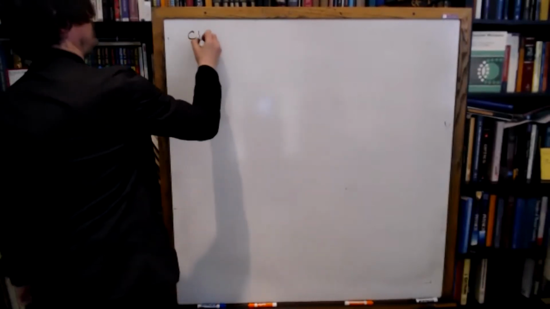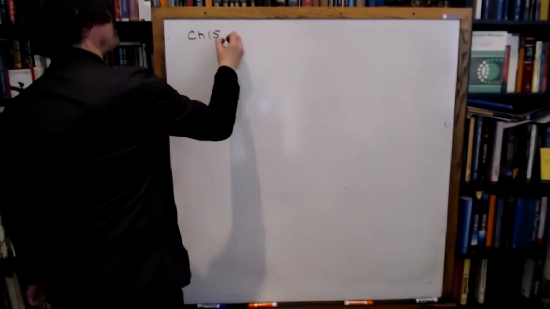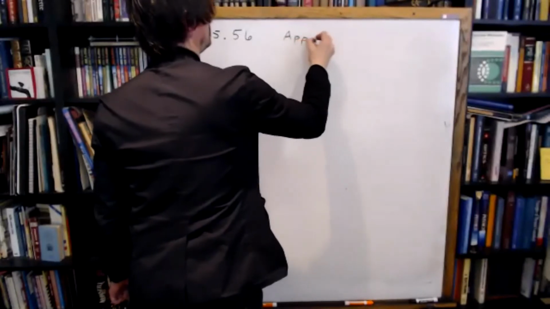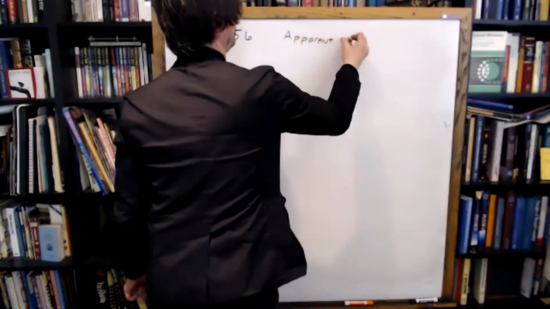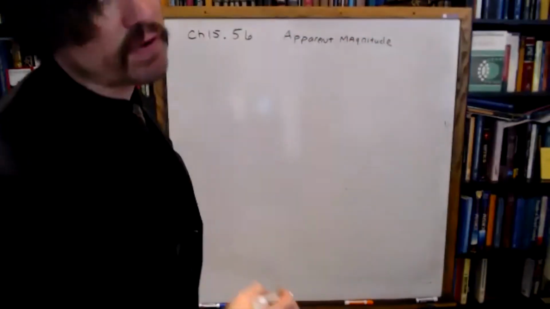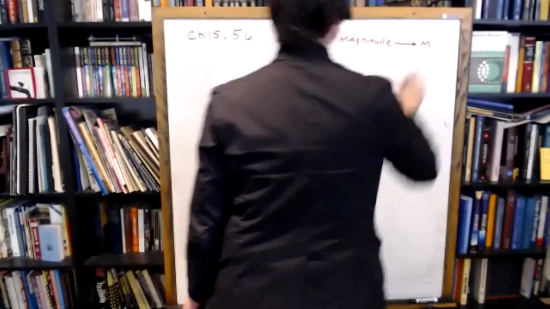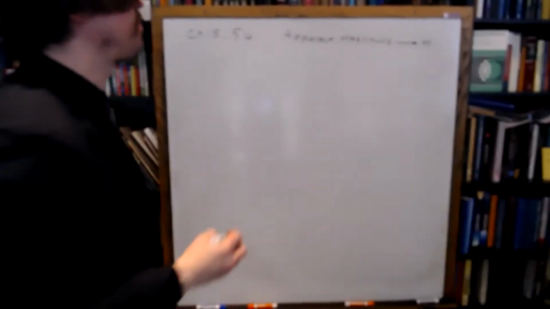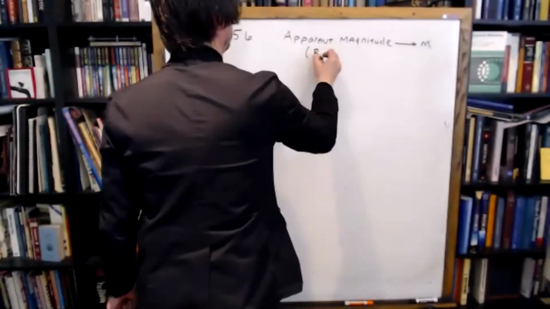Okay, this next problem is unfortunately some new stuff, but it's not overly complicated. It's on something called the magnitude system. Chapter 15, number 56. And it's about something called apparent magnitude. The symbol for apparent magnitude in astronomy is a lowercase m. Apparent magnitude is a measurement of brightness by eyeball.